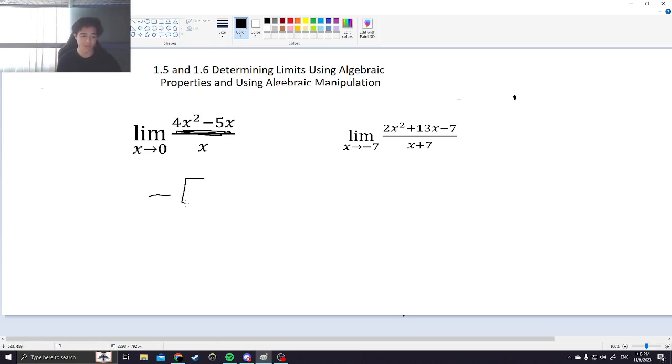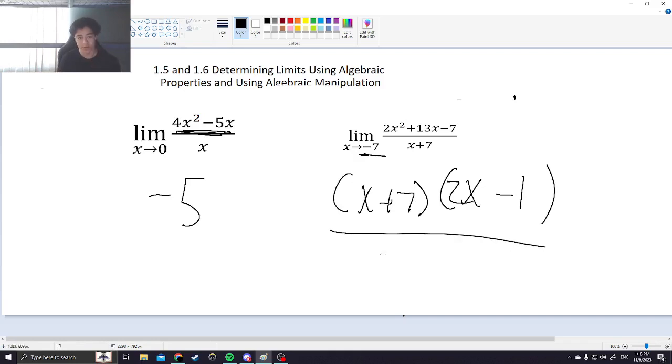I just erased it to get more room for that. So you have to plug in negative 7 here. If you plug it in, you have x plus 7 at the bottom. You'll get negative 7 plus 7. You'll try to divide something by 0. You can't do that. It's not how it works. Okay, so what do you do? You have to factor it. So on top, if you factor this out, you're going to have an x plus 7 times 2x minus 1 over x plus 7.